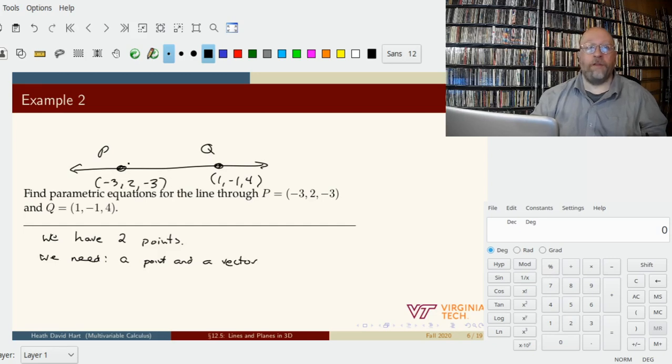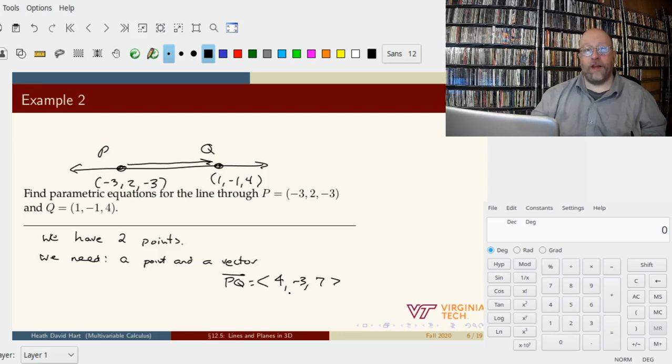The vector has to tell us the direction of the line. And so for the vector, we're going to use the vector that goes from P to Q. So we start at -3 and end at 1. That's 4 units forward. Starting at 2 and ending at -1 is 3 units backwards, so -3. And -3 to 4 is 7.